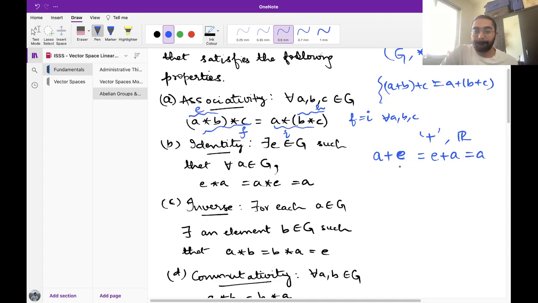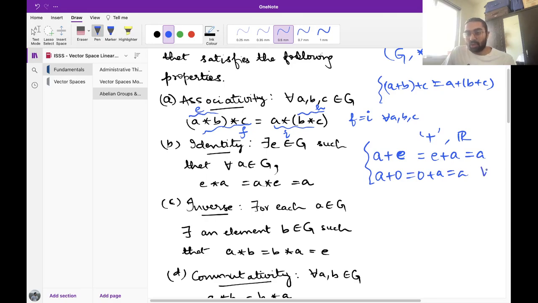Sorry? It will be zero? Correct. Zero, right? Yes, sir, yes. Because A plus zero, as we know, and zero plus A is always A. That's it. Simple, right? So in case of your addition, that is your plus, the normal addition in the real numbers space, this A plus 0 and 0 plus A is always A.